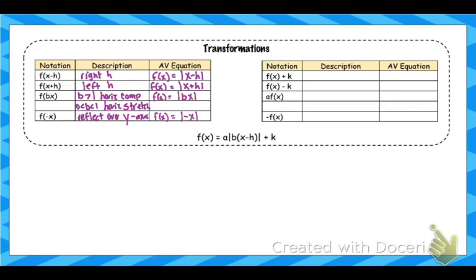All right, then we're going to look at vertical changes. So anything that happens outside of the parentheses, which will be outside the absolute value bars, those are our vertical transformations. So this one is going up k. This one is going down by k.